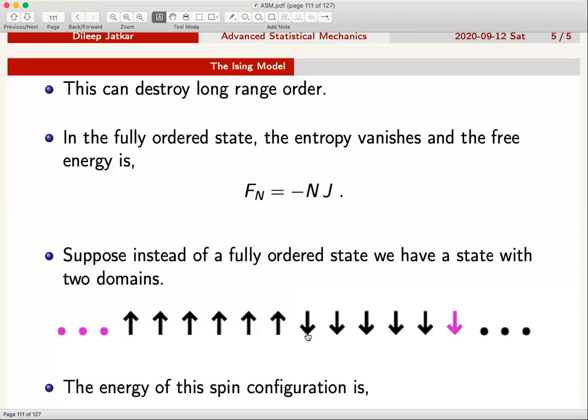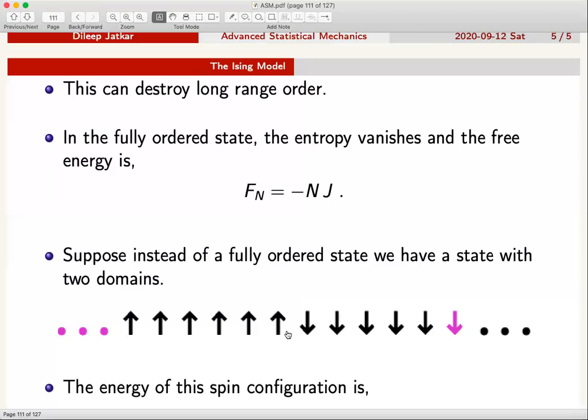But in this situation, we have a negative value, and therefore this contribution, which I want to call the interface between two different domains, is going to be plus 2J. The original energy that we counted was minus nJ, and this fellow is going to add plus 2J to it.